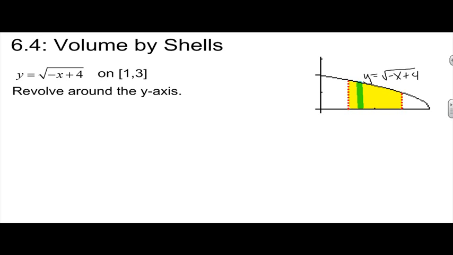Now the problem is when we revolve this vertical slice around the y-axis, we don't end up with a washer or a disc like we have in the other revolution problems. So bear with me while I try to sketch kind of what this looks like. When this vertical slice is revolved around the vertical axis, you end up with something that looks kind of like this. Okay, it's hollow in the middle.